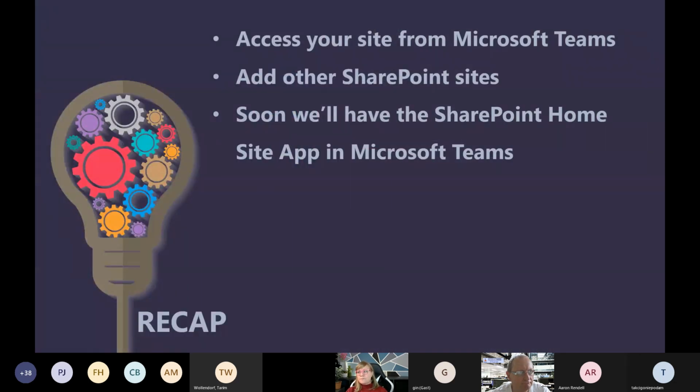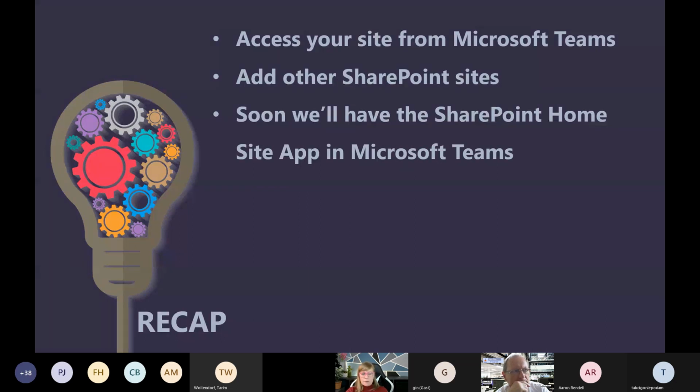Okay, let's do a recap. So we spoke about SharePoint, the home page or the home site app. You can access your site from Microsoft Teams. You don't have to go file open in SharePoint. You can add it as a tab. You can add other SharePoint sites as well, which is valuable to the team. And soon, can't wait, the home site app in Microsoft Teams. So I think that's going to be a game changer for like intranets and things.